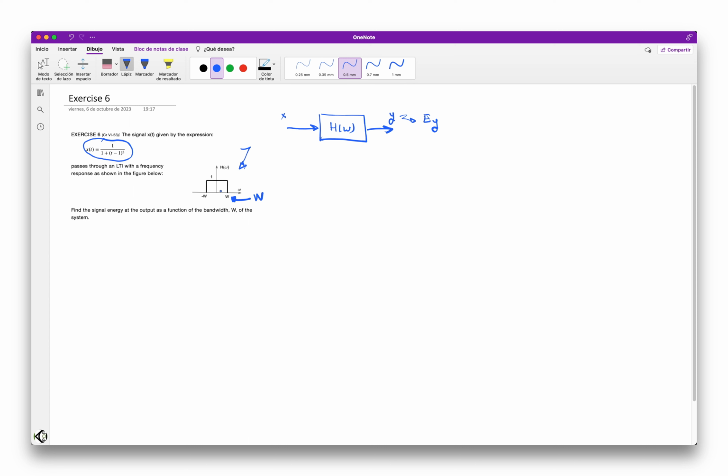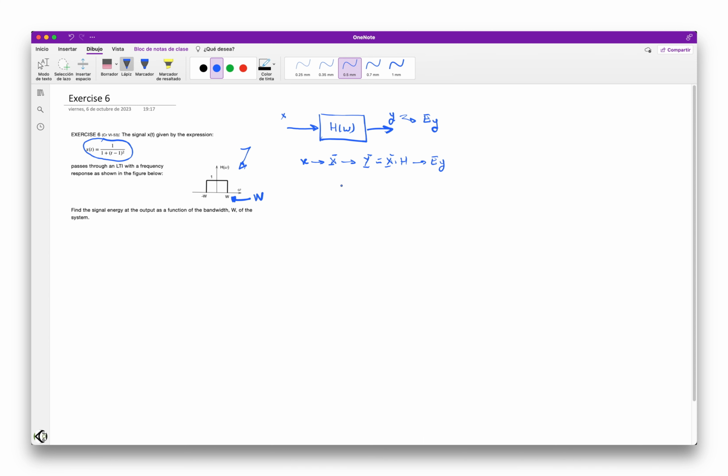Okay, so we could do one thing, which is calculate X, then calculate the Fourier transform, then calculate the Fourier transform at the output as the input times the frequency response, and then finally calculate the energy of the signal using the expression of the energy of the signal in frequency.